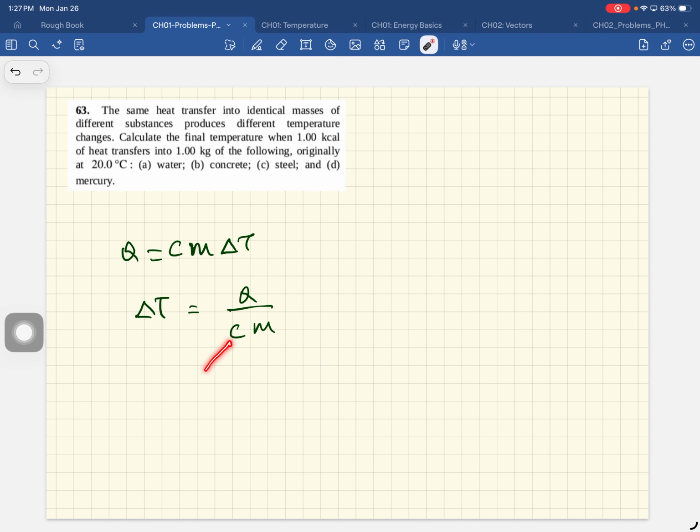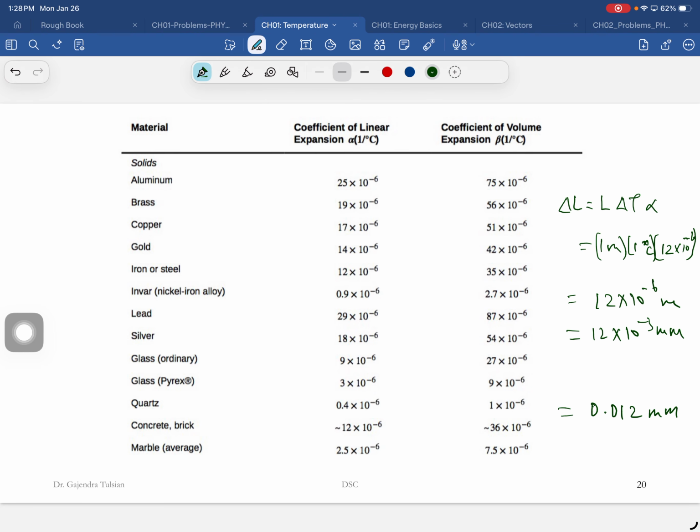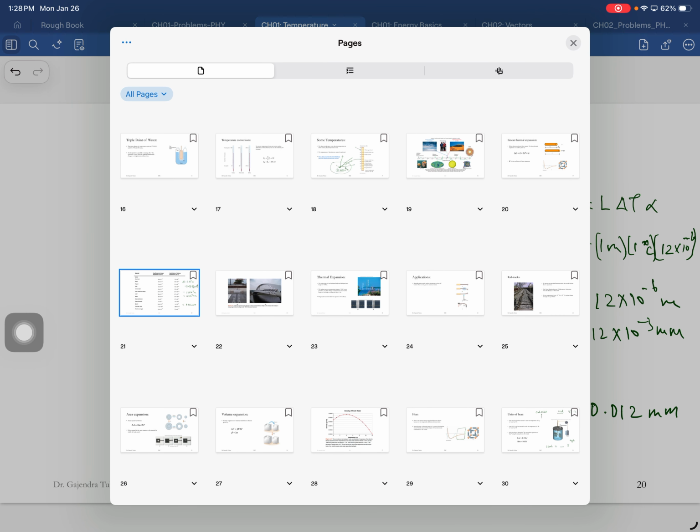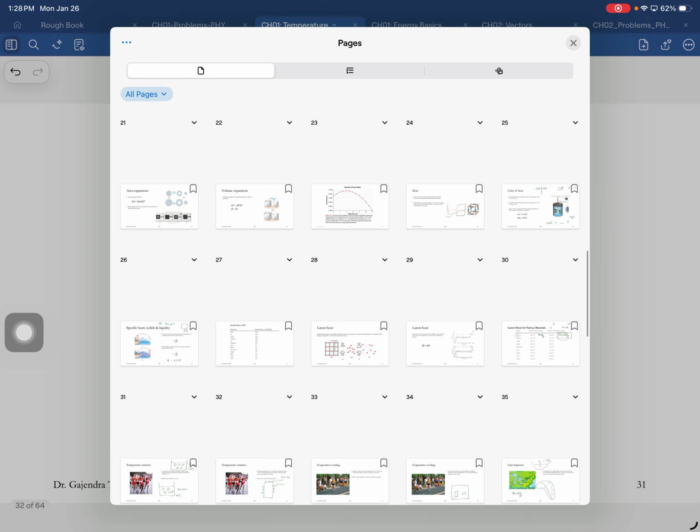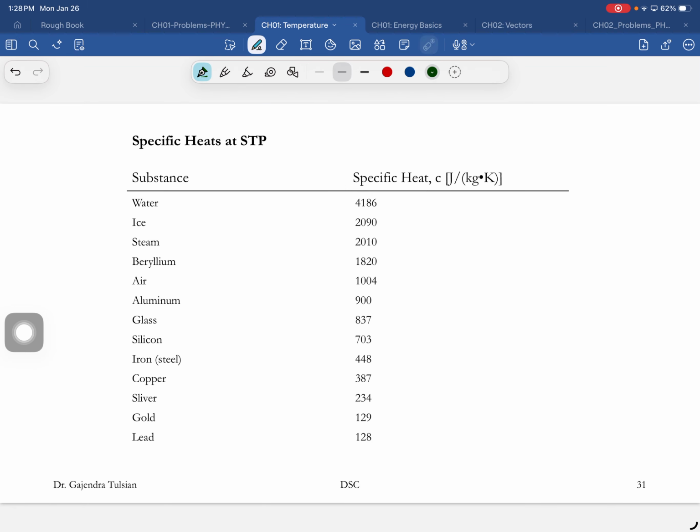All right, the temperature rise for concrete would be, again, you're adding that much kilojoules of heat. The specific heat is 1 kilojoule per kg per degree Kelvin, and the mass is 1 kg. So the temperature rise is 4.186 Kelvin, equal to 4.186 degrees Celsius.